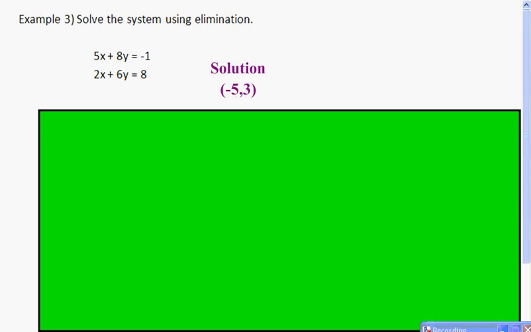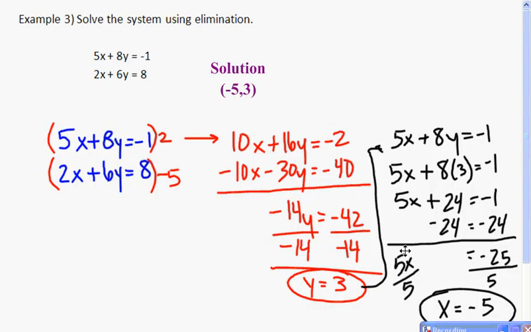So I'll go ahead and pause this video, try to work through, see what you come up with for your solution, and then check out my work. Here it is after everything is solved. So here's my work after eliminating x.